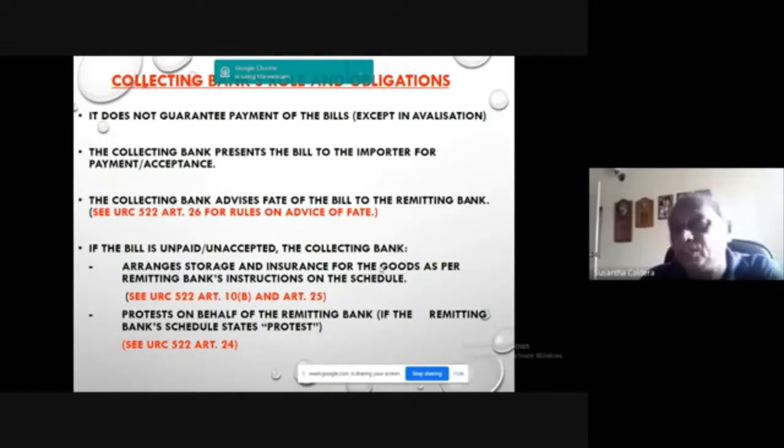If the bill is unpaid or unaccepted, the collecting bank arranges storage and insurance for the goods as per the remitting bank's instructions on the schedule. Article 10B and Article 25: protest on behalf of the remitting bank if the remitting bank's schedule states protest.